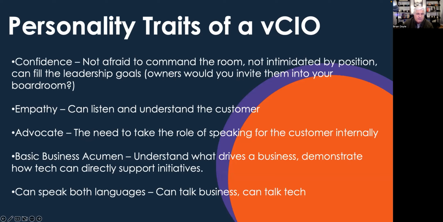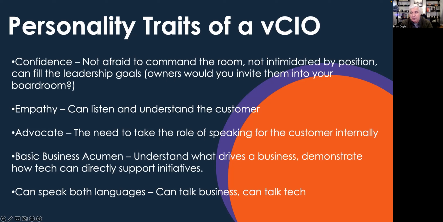Some of the personality traits that a vCIO has to have to be successful in this position is confidence. Your vCIO is talking to C-level professionals in that organization. They can't be intimidated by that position. If they think that the CEO is a special person and they walk on water, then they're going to have a tough time challenging that CEO when there's something that you need to get done.